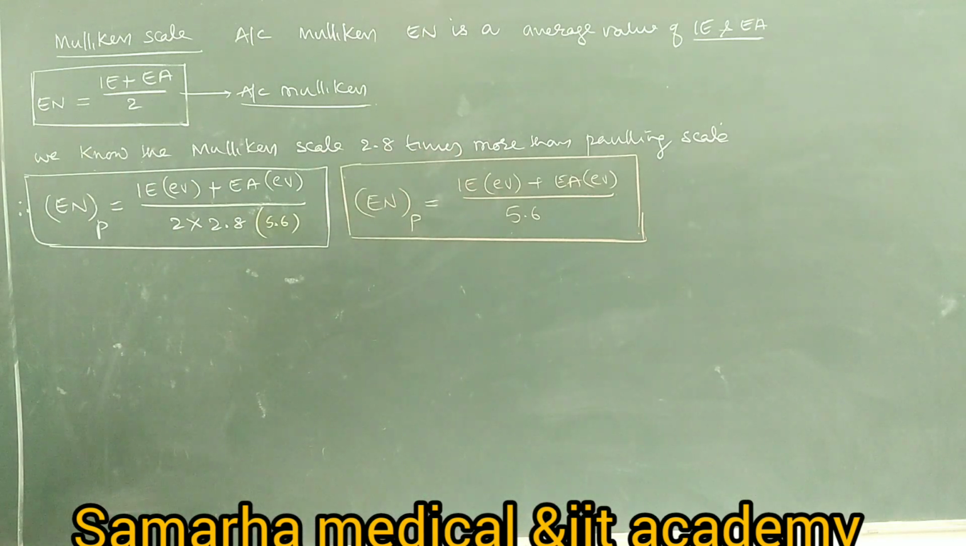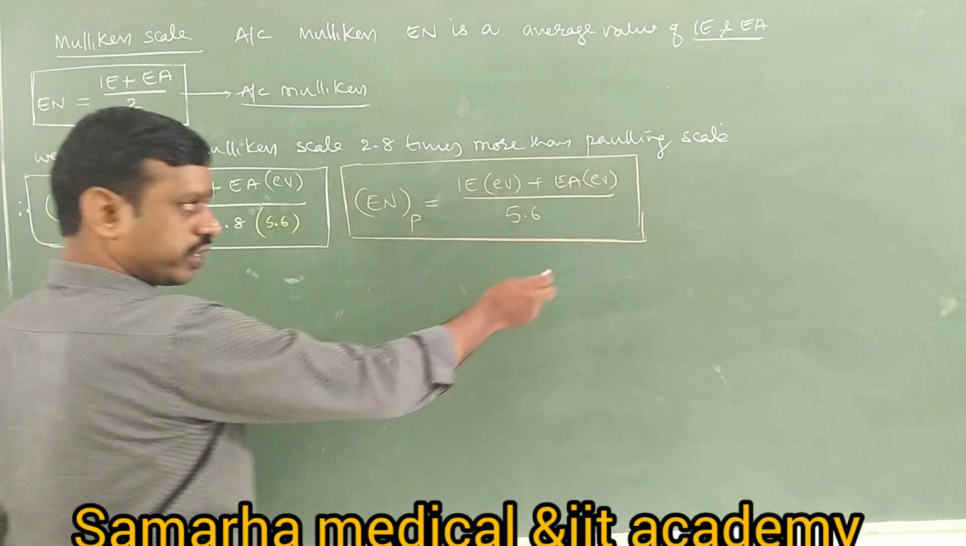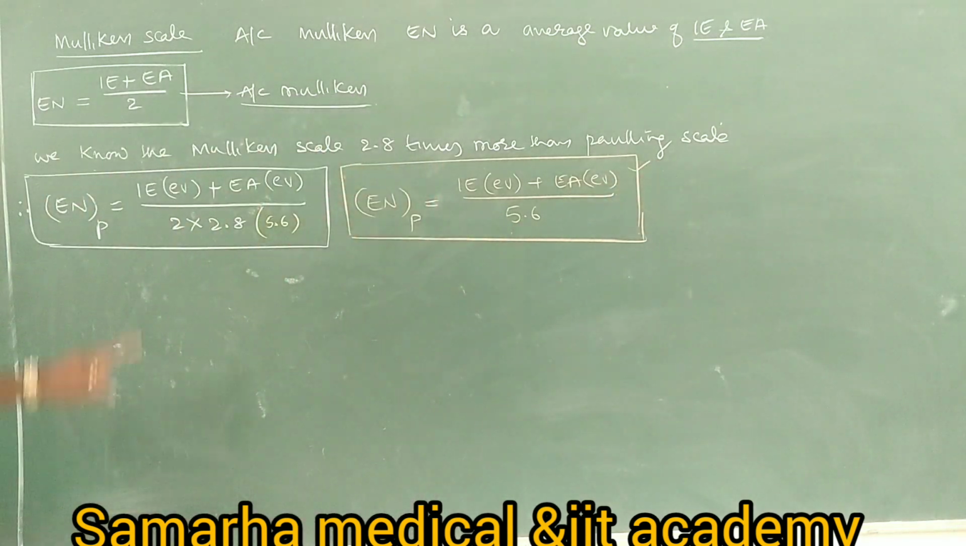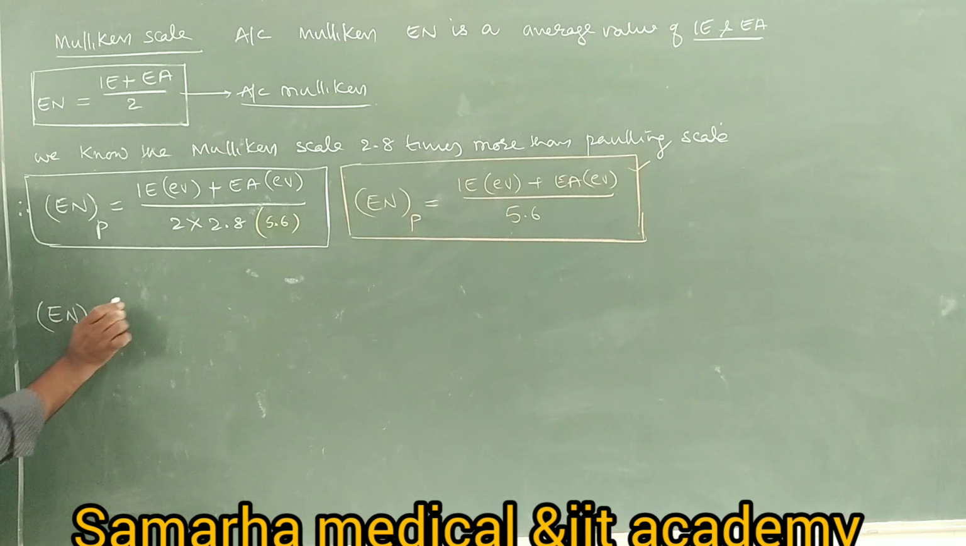In books and all, you will get this formula directly. There may be no reason why it is 5.6. The reason is this. Next, similarly, electronegativity in Pauling scale. Okay, let us take first the Mulliken scale only.